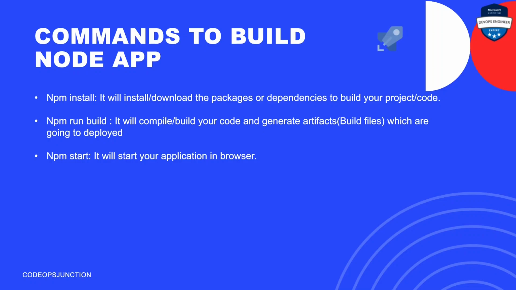But in case we are going to deploy this Node application with Azure Pipelines, then npm start will not work. We have to do npm install and npm run build, and after npm run build, all the build files will be stored in an artifact folder, and from there we will take the build files or artifacts and push them into an Azure Web App. So I hope you guys have understood as of now.